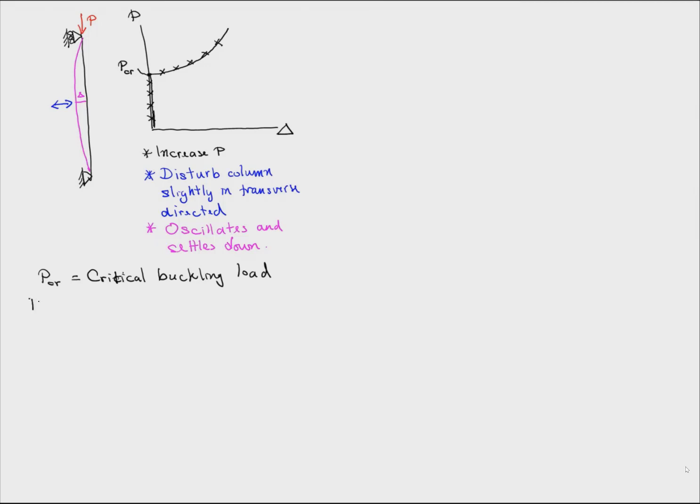For a pin-pin column, such as this, this critical buckling load, P critical, is given by the formula pi squared EI over L squared, and this formula is due to Euler and is called Euler's formula, Euler's buckling formula.